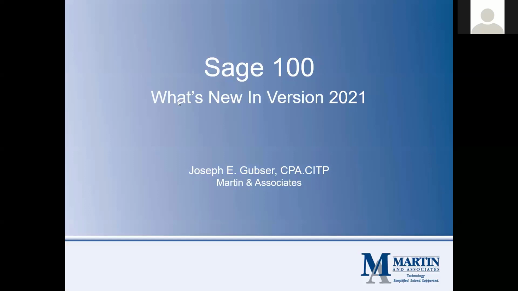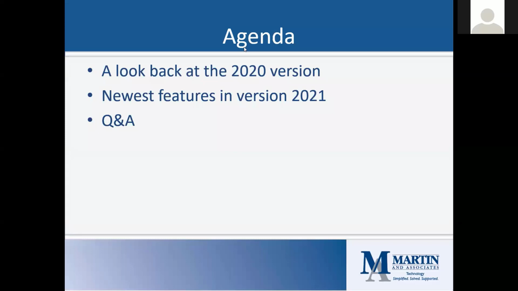Again, like I mentioned earlier, we're going to cover what's new in version 2021. And here's the agenda of what we're going to cover today. I first want to look back at some features that were in the 2020 version. We'll spend a little time looking at that, and then we will move forward and discuss the newest features in the 2021 version. Once we go through them, we will jump into the software and look at some of the nicer features in action. Then we'll wrap up with a question and answer at the end for any questions that you might have.